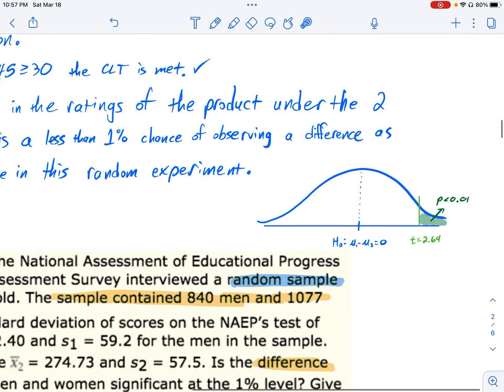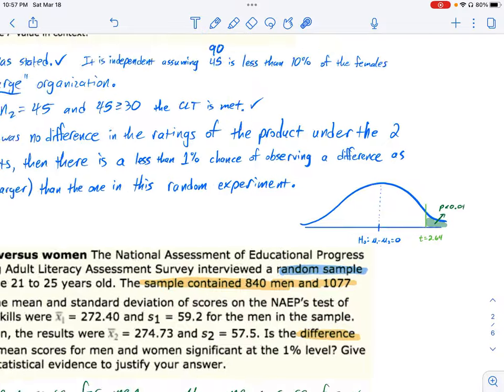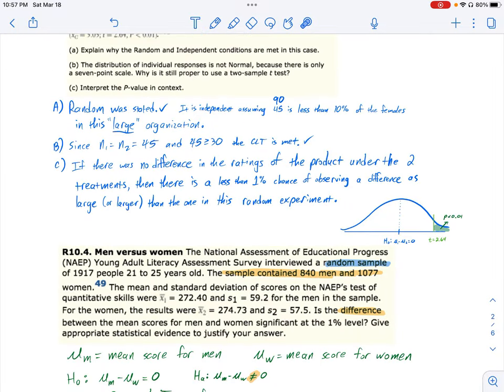So here's their experiment, right? They got a statistic of 264, and the probability of that is 0.01 or 1%. So if this is true, we will only get samples like this 1% or less of the time. That's what the p-value means.